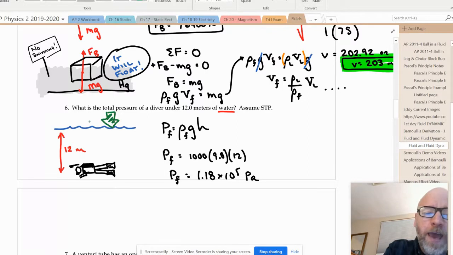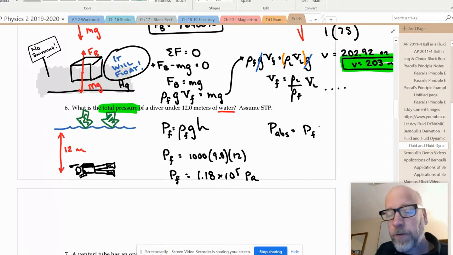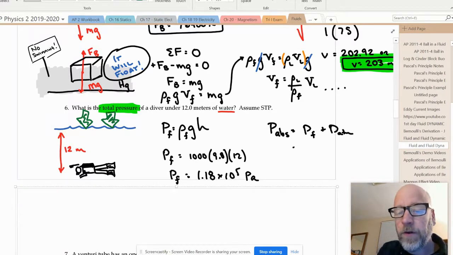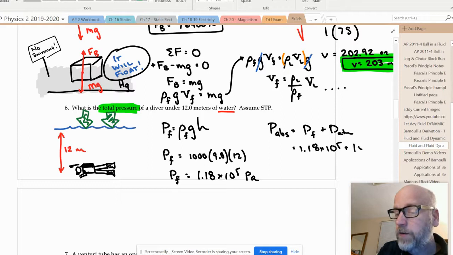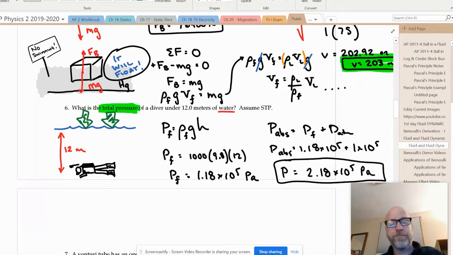Right here, we have the atmosphere also acting on the fluid. And the key is that the question asked about the total pressure. So the total pressure, sometimes called the absolute pressure, would be the pressure of the fluid plus the pressure of the atmosphere. All right, so I got my 1.18 times 10 to the 5th, and the pressure of the atmosphere is roughly 1 times 10 to the 5th. So the pressure total is going to be about 2.18 times 10 to the 5th pascals. Nice job. Next.